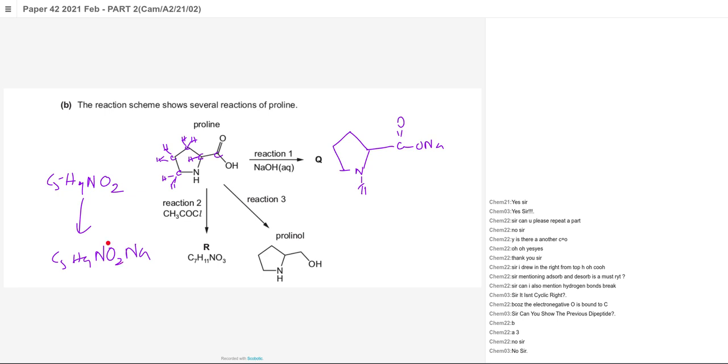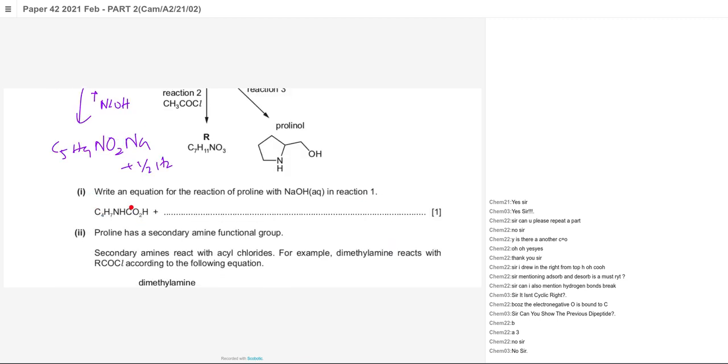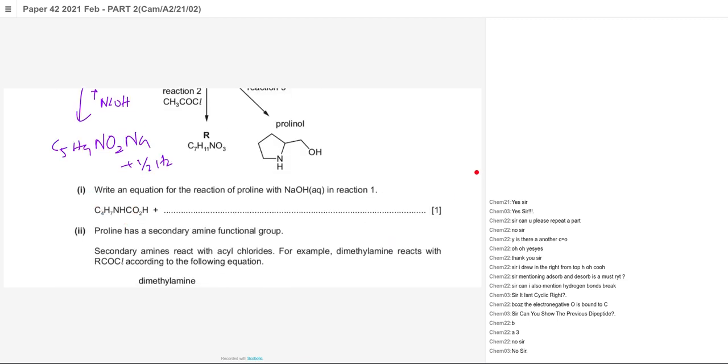Oh, where did I put O2? Yes, okay, fine. This is NaOH, and the byproduct is hydrogen. Oh, it's already given, I'm sorry. This equation is already given, so it's easy. I thought it's not given. So NaOH, C4H7, they separated the carbons, NHCOONa plus half H2. H2O, I'm sorry, not H2. It will be H2O.